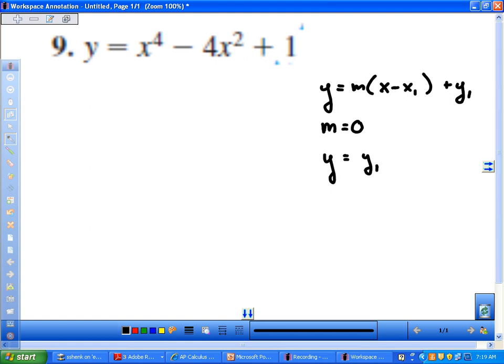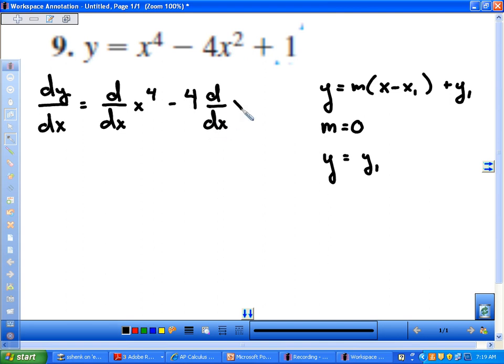Well, how are we going to find out the slope so that we can set it equal to 0? We're going to find the derivative, yep. So dy/dx is going to be equal to the derivative of x to the 4th, minus 4 times the derivative of x squared, plus the derivative of the constant 1. Okay, make sure you're very consistent and very concise with your notation. Okay, you'd hate to lose simple points for notation.